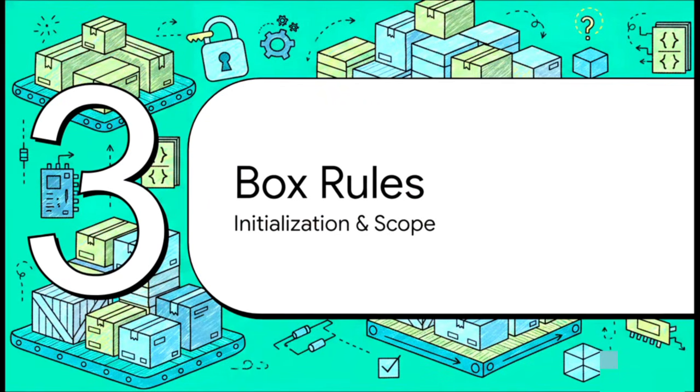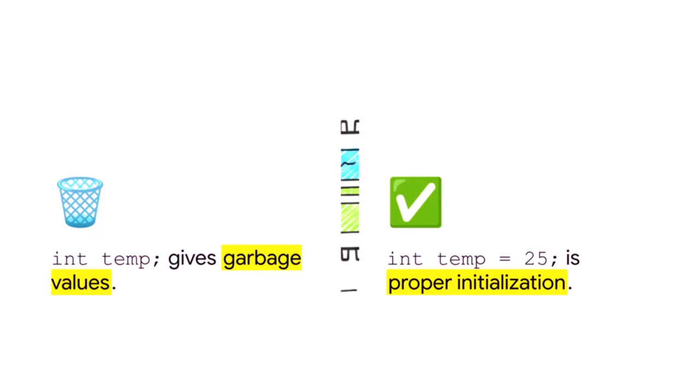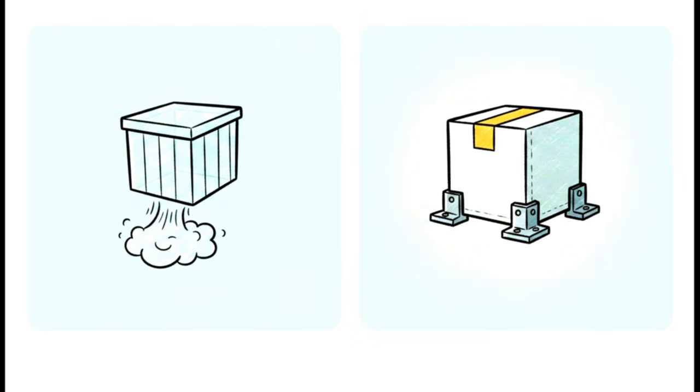Next up, box rules, initialization, and scope. Okay, so simply declaring int temp builds a 4-byte box, right? But it leaves it completely empty. And because microcontrollers recycle memory, opening an uninitialized box hits the system with random garbage values left over from literally whatever used that RAM last. It's pure chaos. Proper initialization, like setting int temp equals 25, ensures the box is immediately cleaned out and packed with a reliable starting value. Guys, proper initialization is absolutely critical to a stable embedded system. Don't skip it.